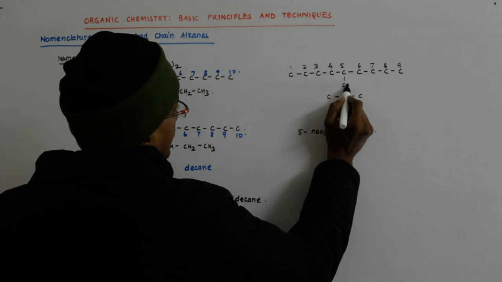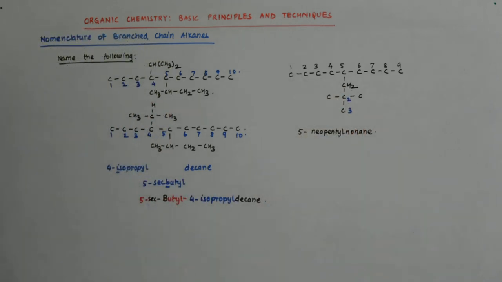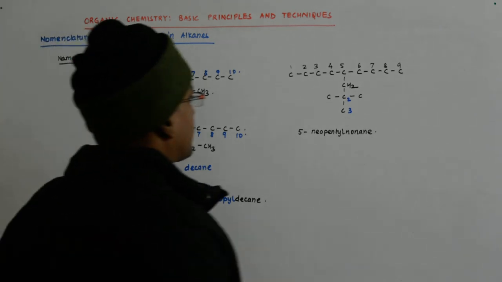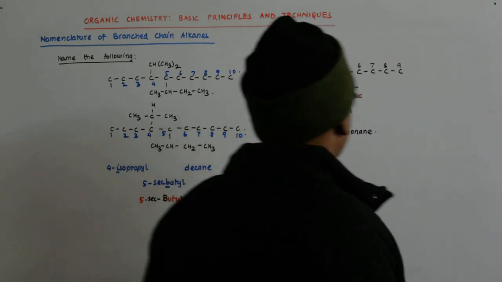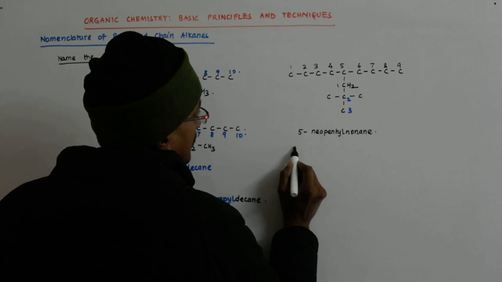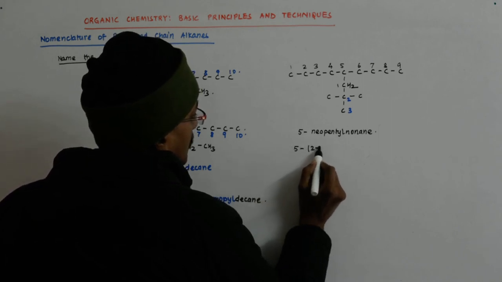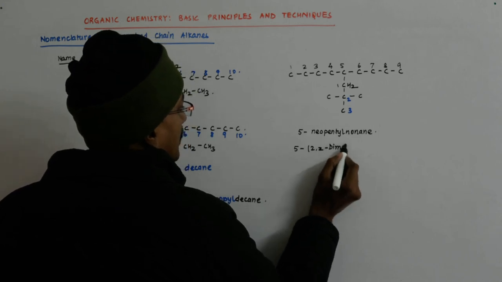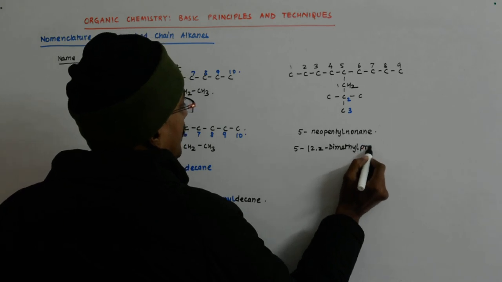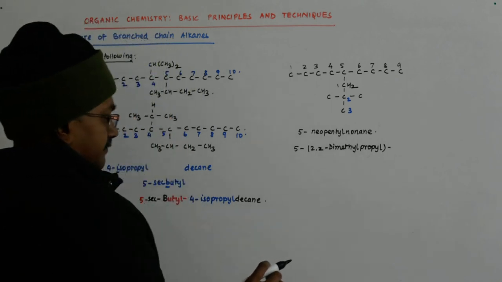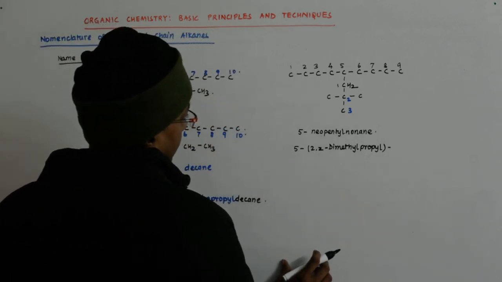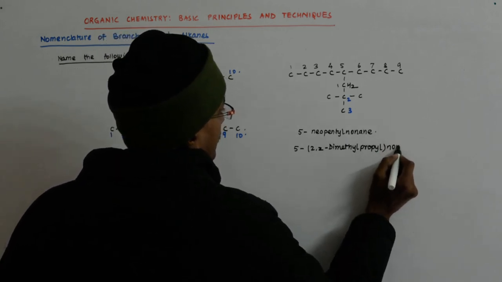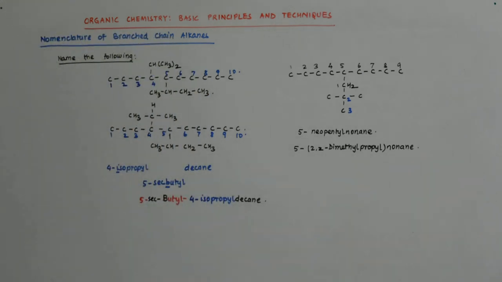And this will have to be CH2, no? However, you can inculcate both of them, though, because for this it is 5, 2, 2 dimethyl propyl nonane. That's also a valid name. Okay.